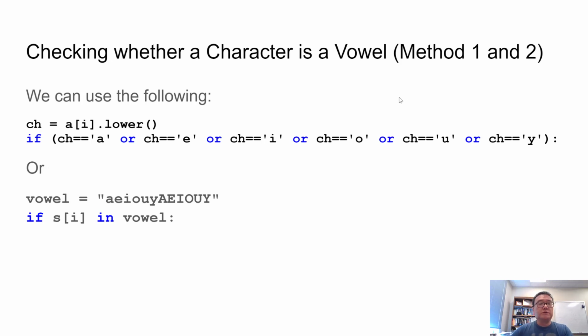So for this problem, we need to check whether a character is a vowel or not. The code we showed earlier used this method: we first write a string that consists of all the vowel characters, both lowercase and uppercase, and then we check whether the character we are looking at appears in this string.